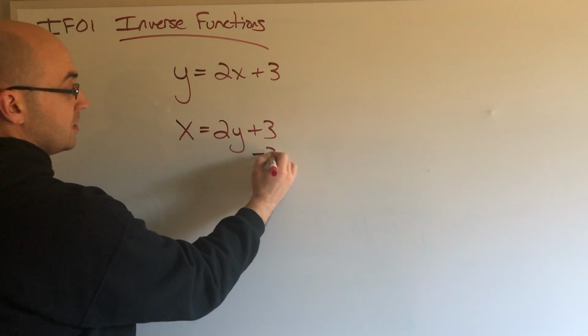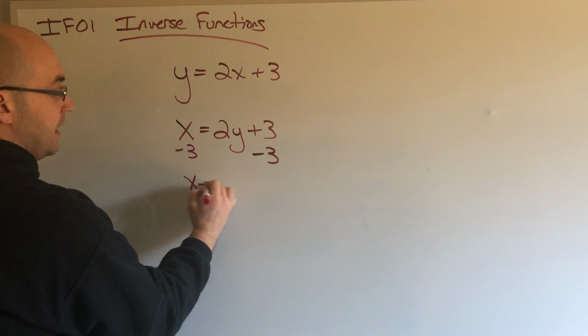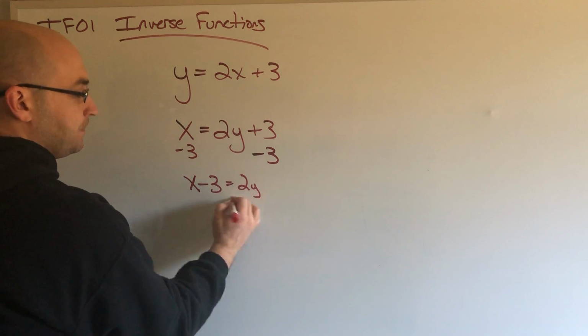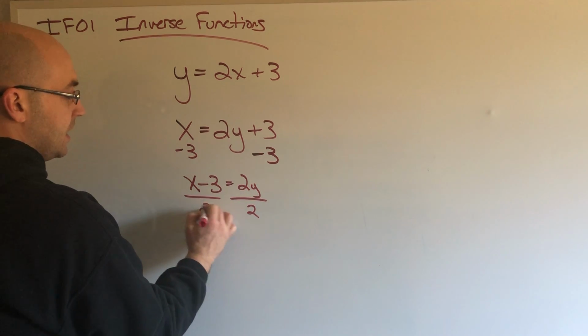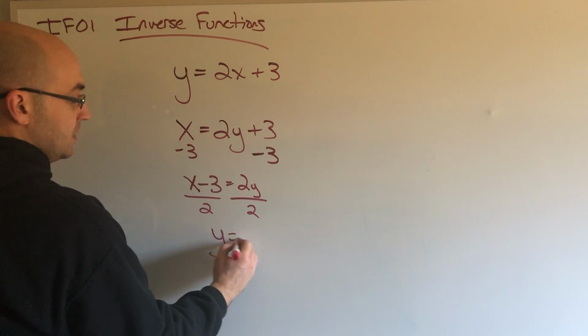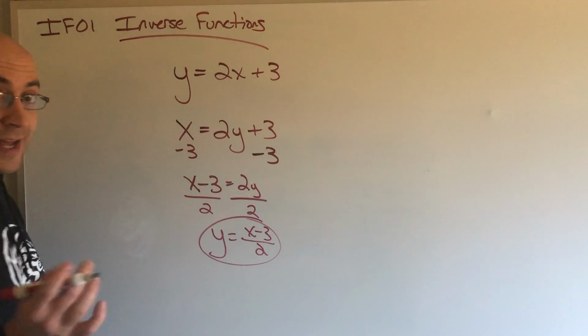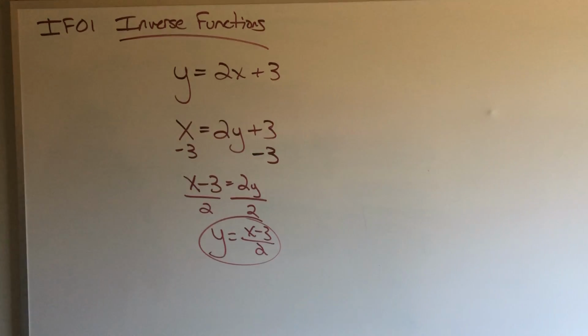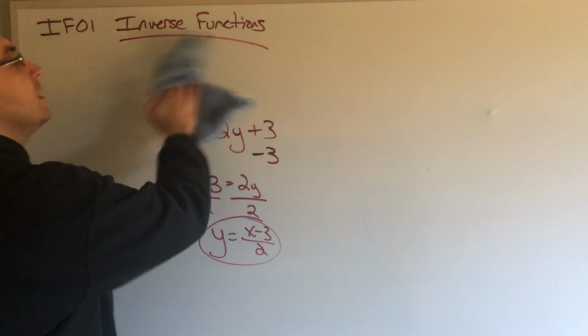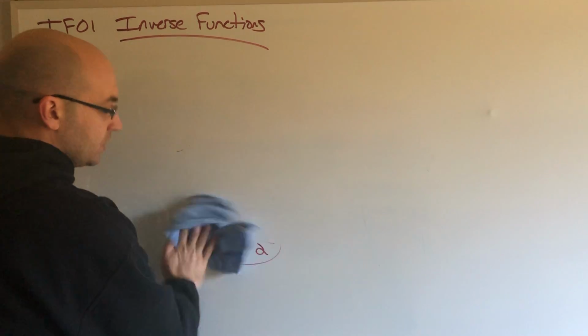To do that, I'm going to subtract 3 on both sides. x minus 3 equals 2y, and divide by 2 on both sides. My inverse is y equals (x minus 3) over 2. That's it. That is how to find the inverse. Now, sometimes, obviously, the functions will get a little bit more challenging. So let's try to find the inverse of something a little more challenging than that.